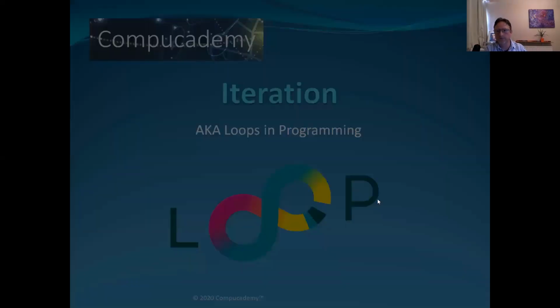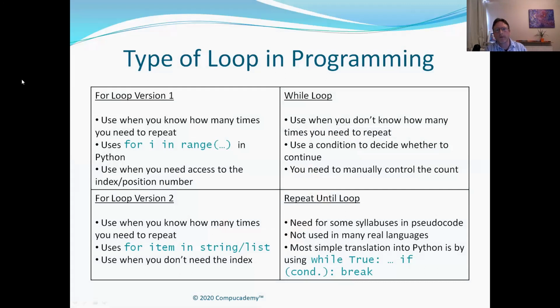Maybe drive it home. If you know how many times you're going to iterate, then use a for loop, right? If you need the index, use version 1, for i in range. If you know how many times you can iterate, but you don't need access to the index, use for item in string. And obviously item can be replaced with any word as long as you then use that word in the body of your loop.